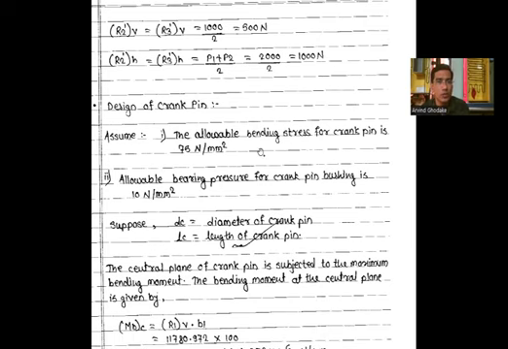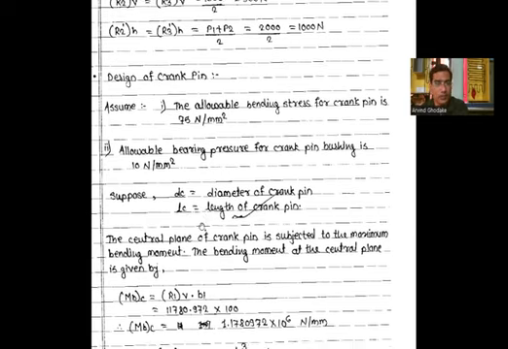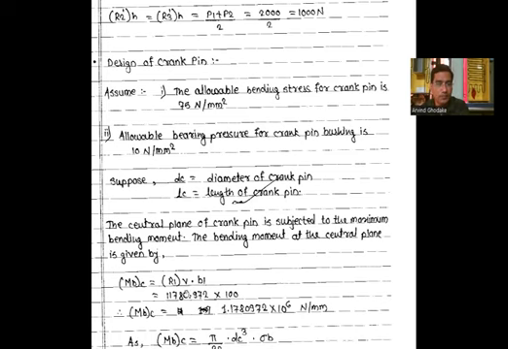Next will be the design of the crank pin. We have to assume that the allowable bending stress for the crank pin is 75 Newton per mm square, and the allowable bearing pressure for the crank pin bushing is 10 Newton per mm square. Suppose DC is the diameter of the crank pin and LC is the length of the crank pin. The center plane of the crank pin is subjected to the maximum bending moment, given by MBC is equal to R1V into b1.